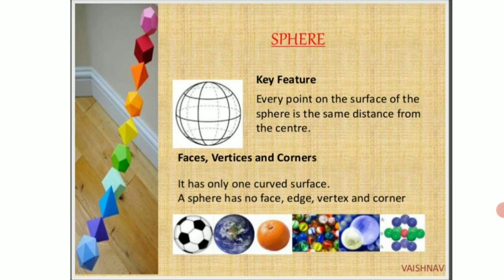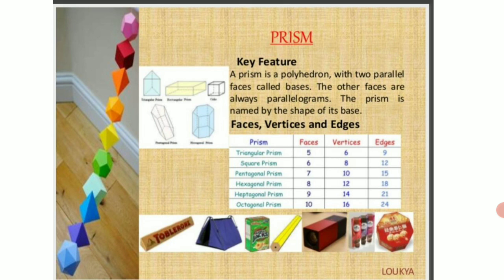Now let us come to sphere. The key point of a sphere is that every point on the surface of the sphere is the same distance from the center. So a sphere has only one curved surface, children, and a sphere has no face, no edge, no vertex and no corner. The picture of a basketball, a coin, an apple, these are all examples of a sphere.